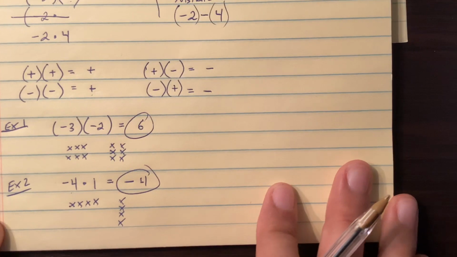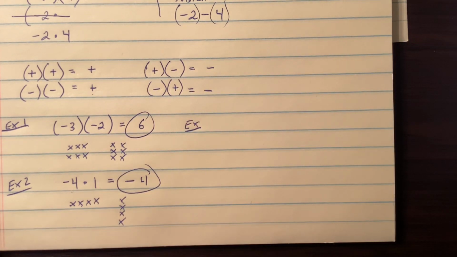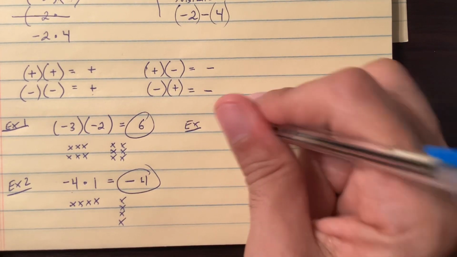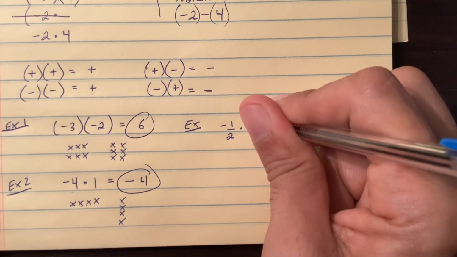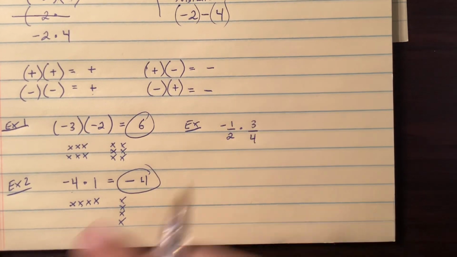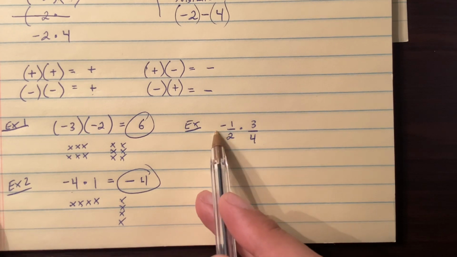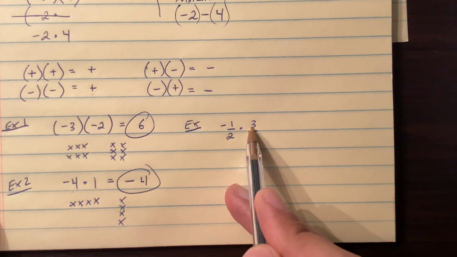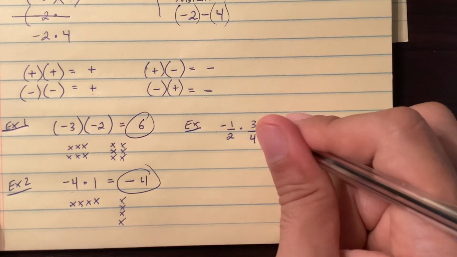Let's take a look at another example. This one's going to be slightly different. Let's say we have -1/2 times 3/4. In this case, we have fractions. Fractions are still real numbers, and we're going to treat them the same way. We have a negative times a positive, which from our little chart up here, will result in a negative.